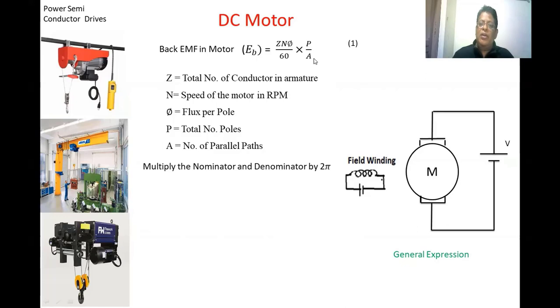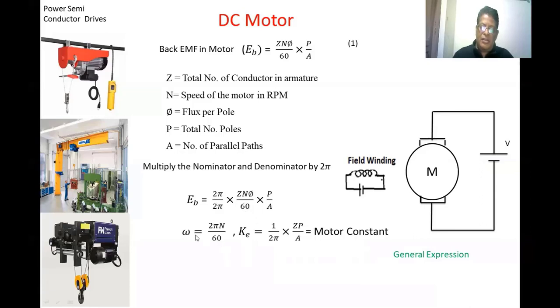Now for equation 1, we multiply the numerator and denominator by 2 pi. We get 2 pi by 2 pi into Zn phi by 60 into P by A. Now separate the 2 pi and 60. 2 pi n by 60 we can write as omega, because that is the angular speed of the motor in radians per second. If we write omega equal to 2 pi n by 60, the remaining constant Ke is equal to 1 by 2 pi into ZP by A. This is also nothing but a motor constant.